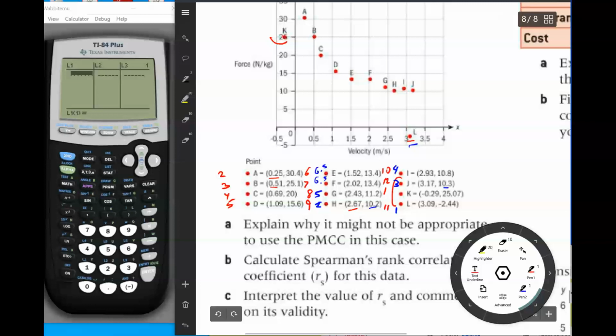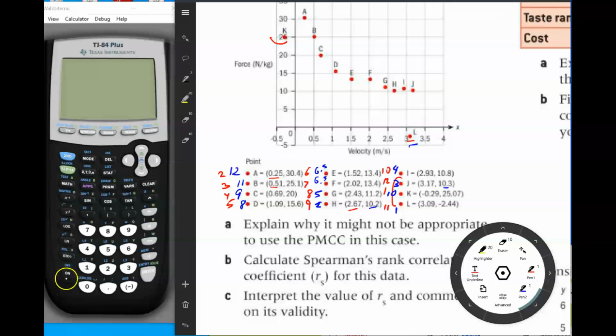6.5. So we've used up 6th place and 7th place. 8th place would be D. 9th place would be C. And 10th and 11th, oh, I'm sorry, look at B and K. B and K are very close. So B, 25.1. K, 25.07. So actually K is first, right? K would be 10. And then B would be 11, because 25.1 is a little bit bigger than 25.07. And then last of all, the A point, 30.4, that's the biggest value, so I put 12, okay?